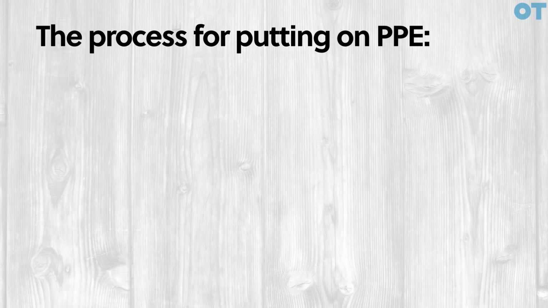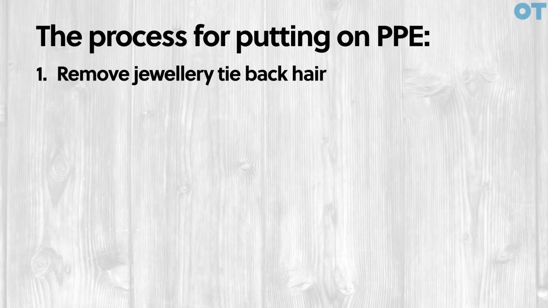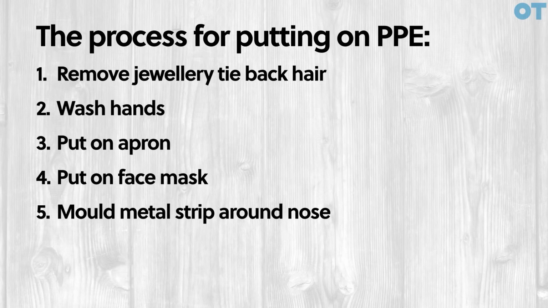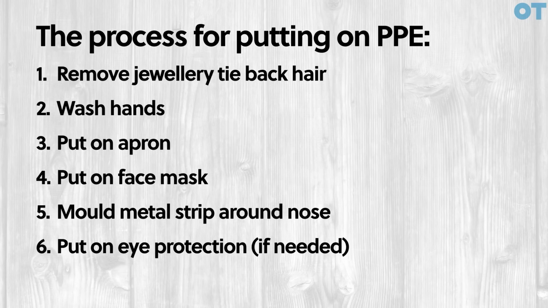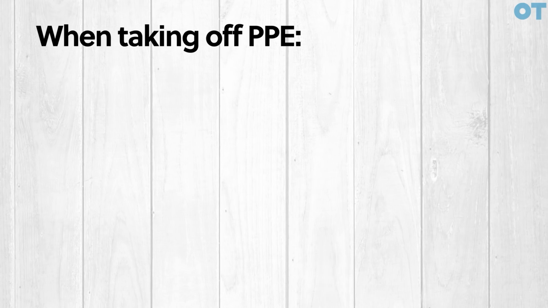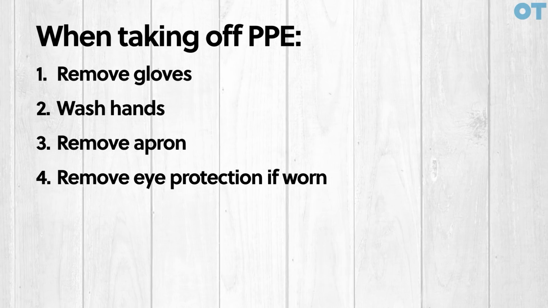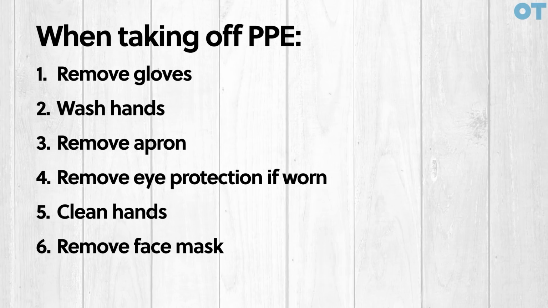The process for putting on PPE is to remove jewellery, tie back hair, wash hands, put on apron, put on face mask, mould the metal strip around the nose, put on eye protection if required, put on gloves. When taking off PPE, the process is to remove gloves, wash hands, remove apron, remove eye protection if worn, clean hands, remove face mask, clean hands.